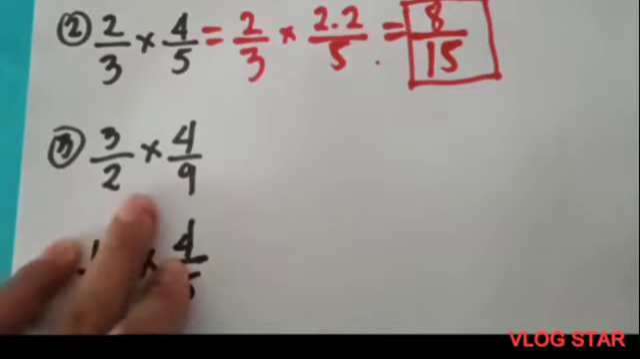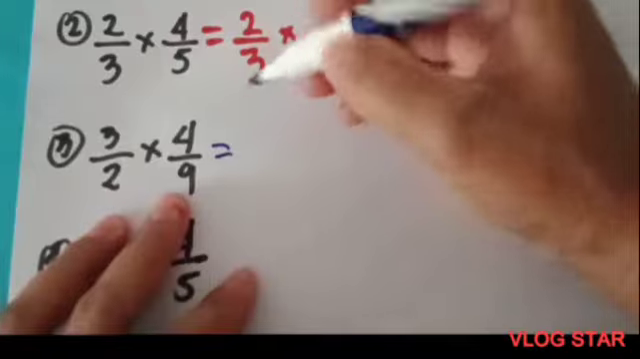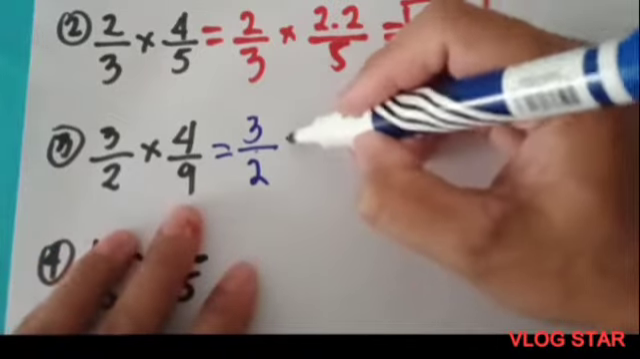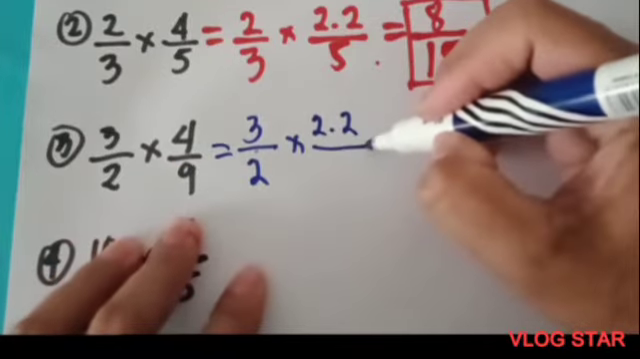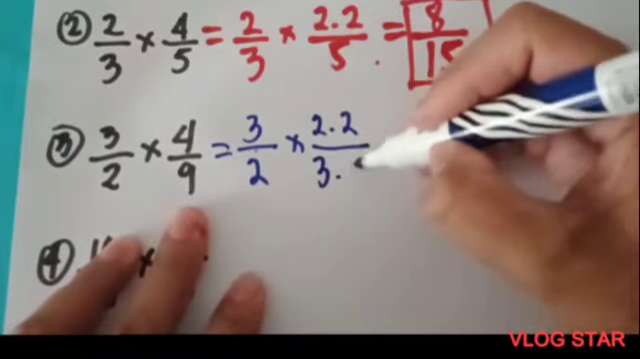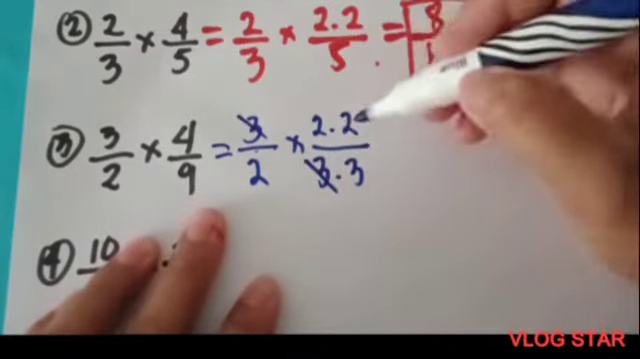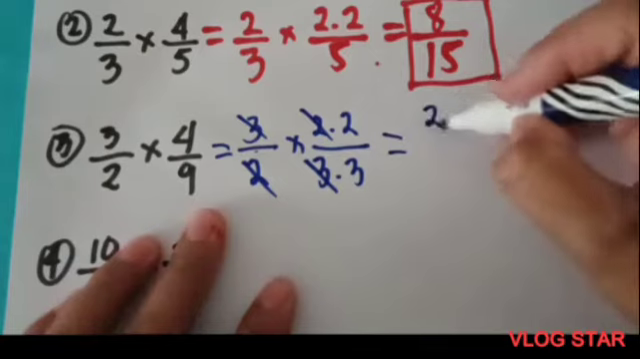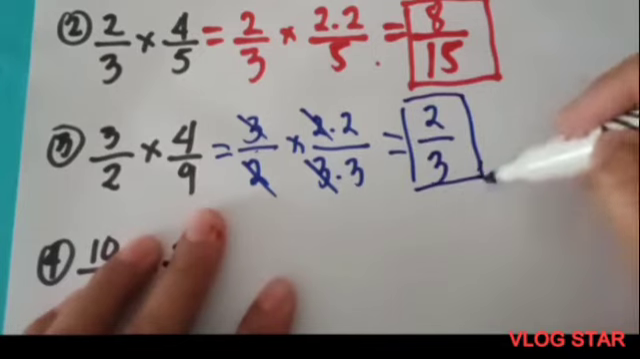Sa number 3 naman ay mayroon tayong 3 over 2 times 4 over 9. So, ang factor ng 3 is 3 pa din. Ang 2 is 2 times yung 4 is 2 and 2. Yung 9 is 3 and 3. So, cancel ang 3, cancel ang 3, cancel ang 2, cancel ang 2. So, ang sagot is 2/3. So, ang tamang sagot is 2/3.